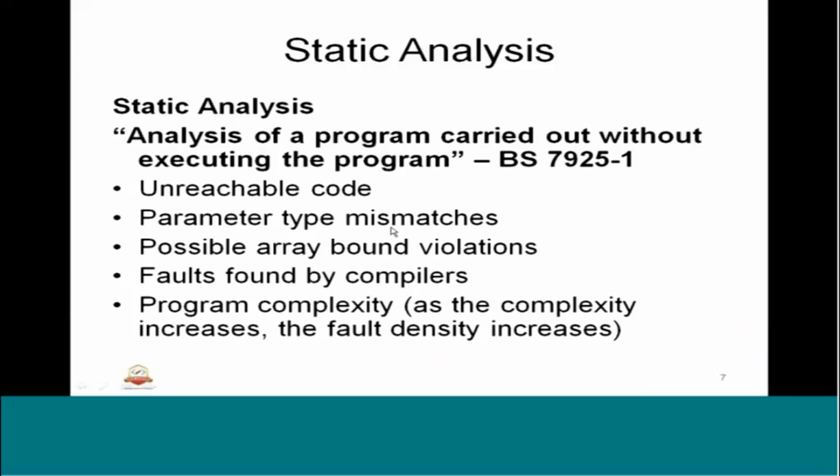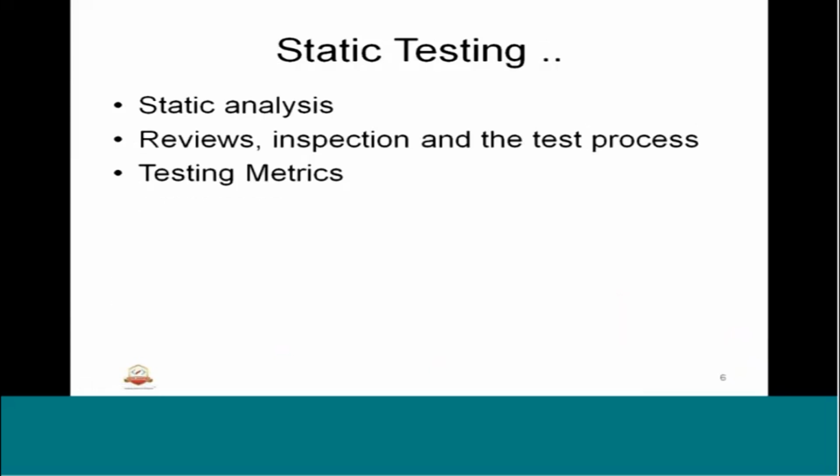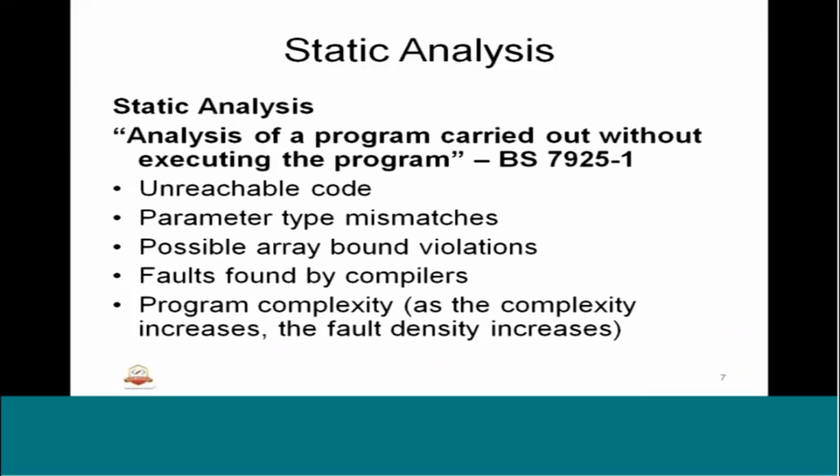So you see, these are some of the static analysis methods that are used: unreachable code, parameter type mismatches, data type mismatches, divide by 0, possible array bound violations, and faults that are found by compilers in terms of errors, warnings, and info type reports. All these are considered as faults under static analysis. Those have to be analyzed and fixed. Then the last one is the program complexity. That also will be analyzed with the help of static analysis.